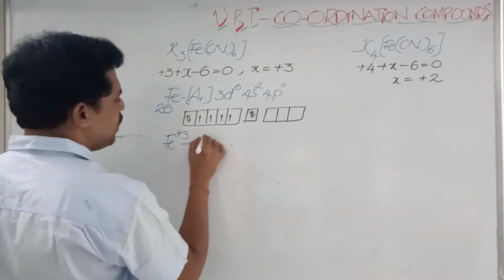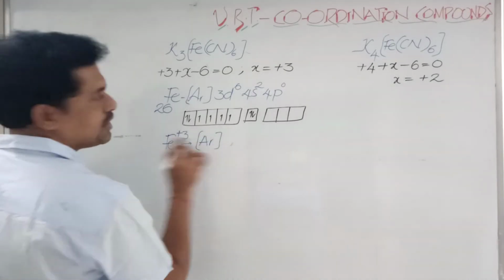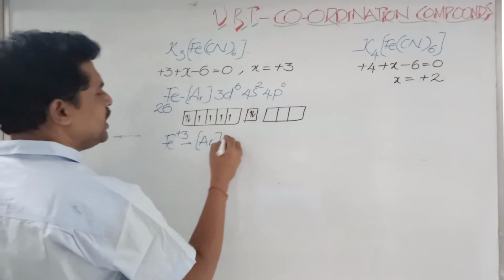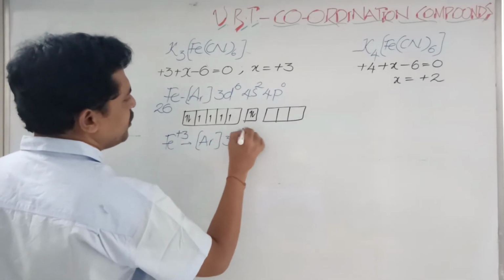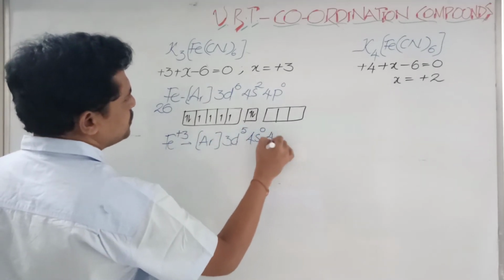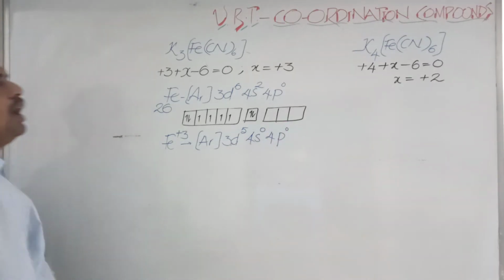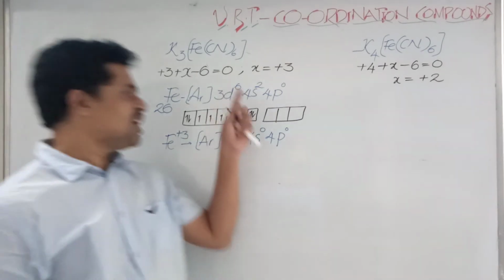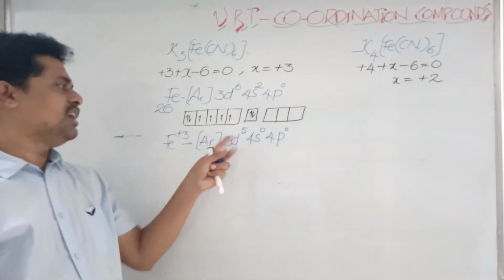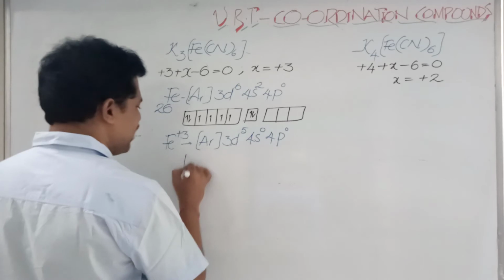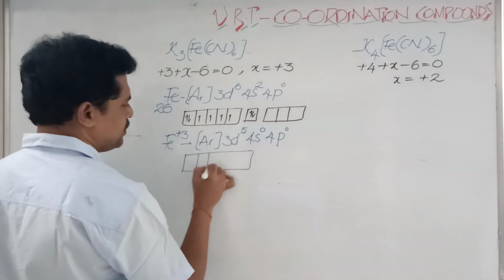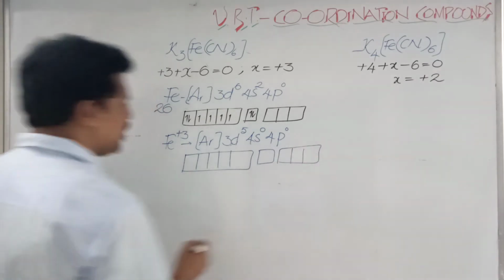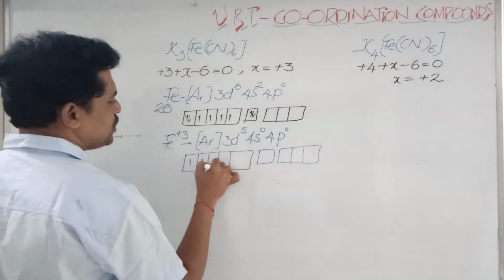When 3 electrons are out, as I told you earlier, electrons first go from the s orbital, then from the d orbital. So it will become 3d5, 4s0, 4p0. Plus 3 means 3 electrons are to be removed. We are removing 2 electrons from here and 1 electron from here. So it will become 4s0 and 3d5. This is 4s0, 4p0, and 3d5 means 1, 2, 3, 4, 5.